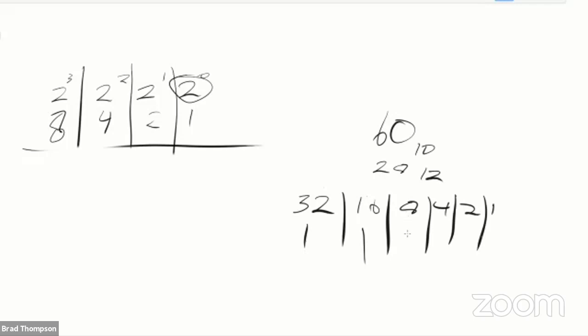12. Take 8 away from 12. Sure can. That leaves us with 4. Hey, look, 4. What's that leave us with? 0. So the answer is 111100.